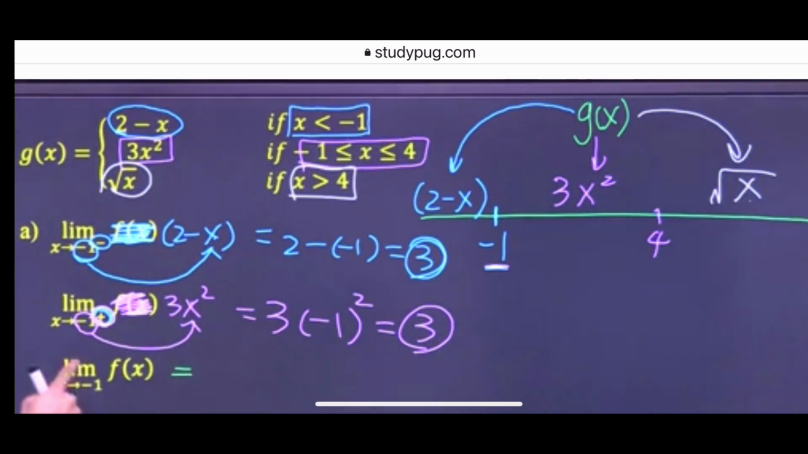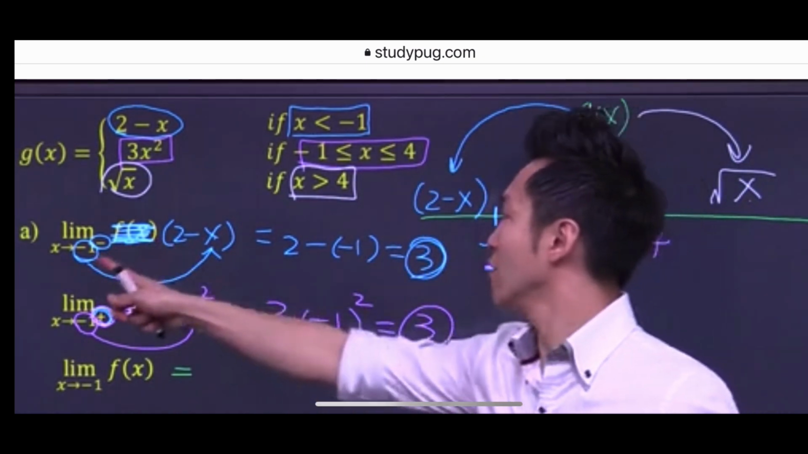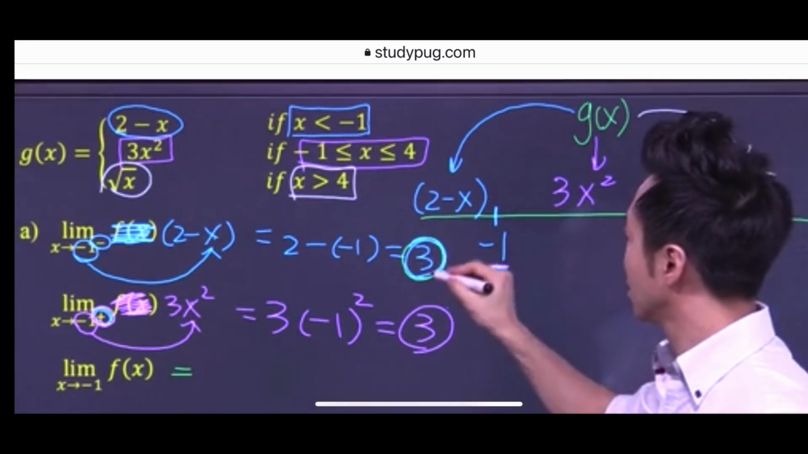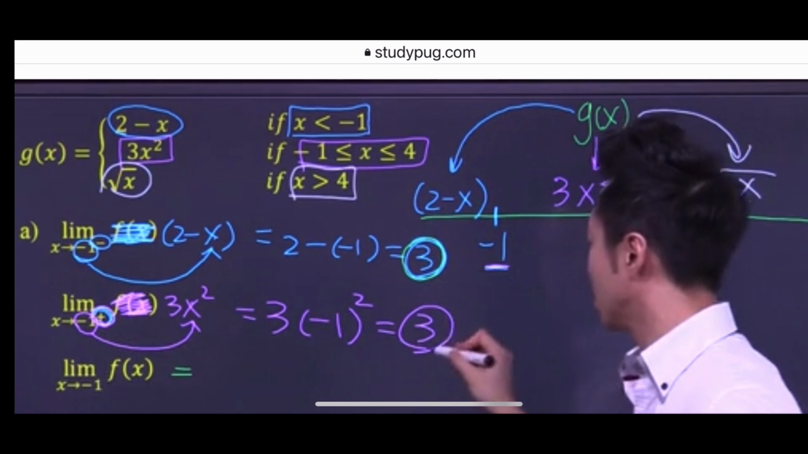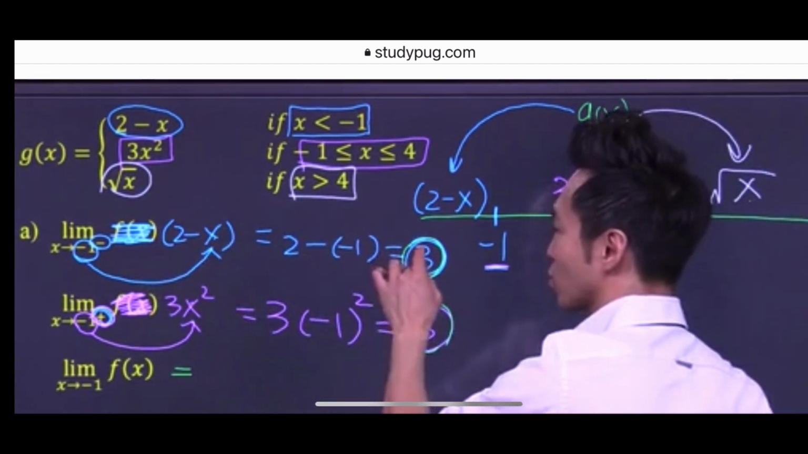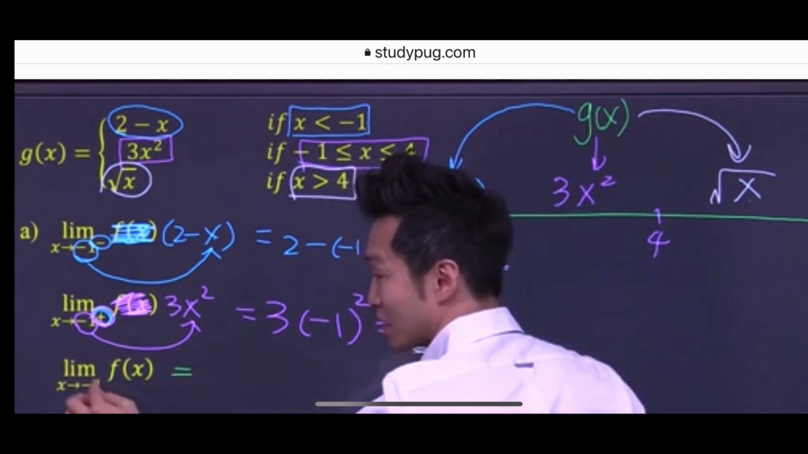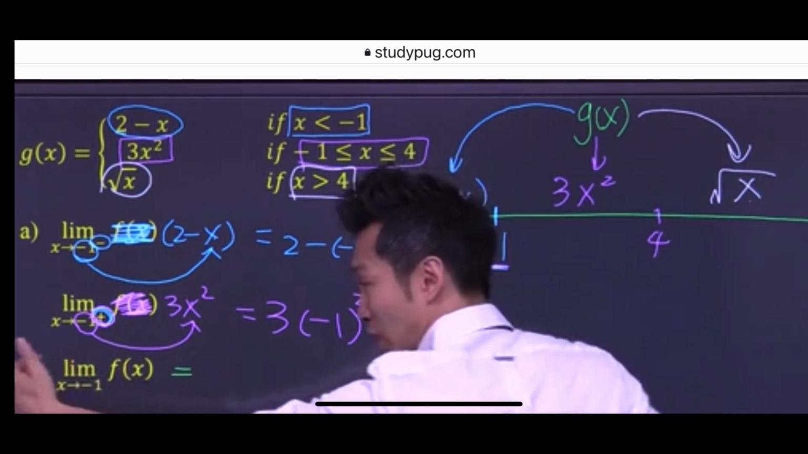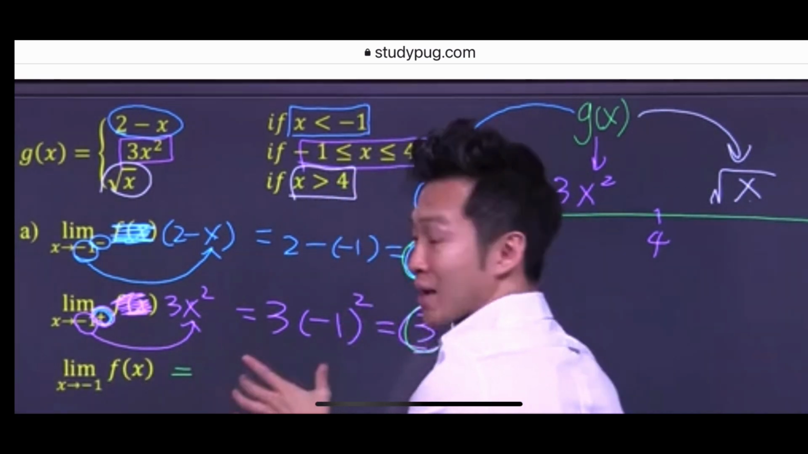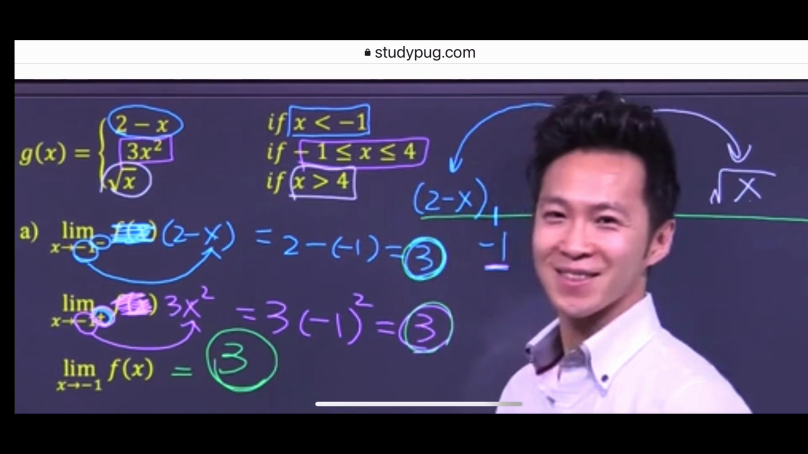Next, we want to evaluate the limit of a function as x approaches -1 from both directions. We know this limit only exists if the left limit is equal to the right limit, and that is the case right here. Left limit is equal to 3, right limit is equal to 3. That means the limit as x approaches -1 from both directions exists and has a value of 3. And we're done.